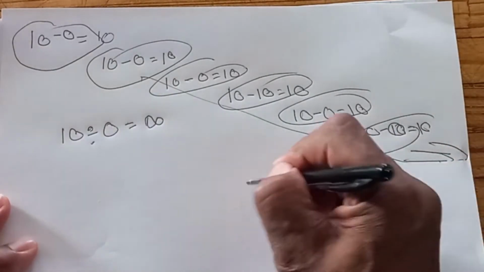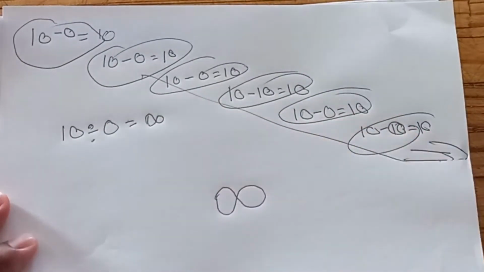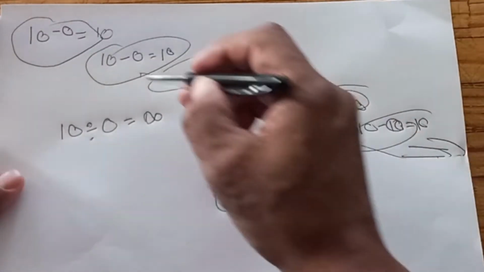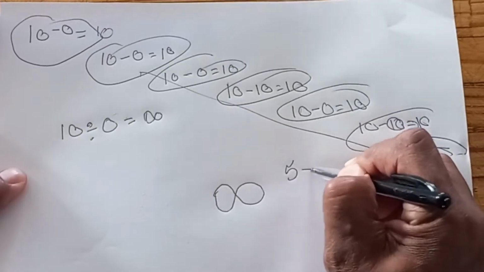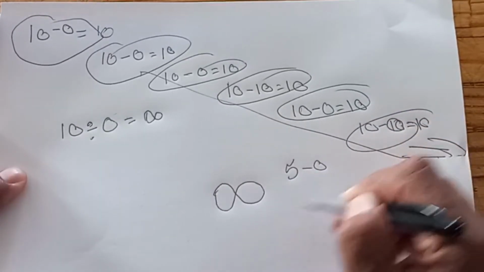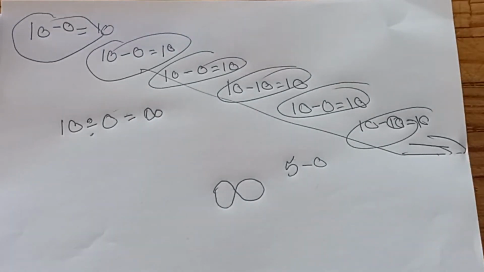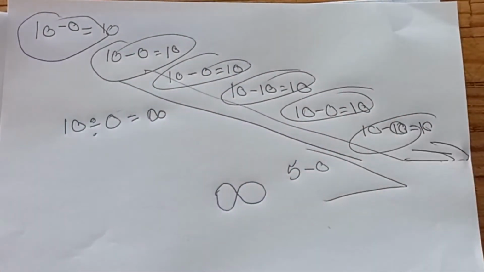And the sign for infinity looks like two zeros joined together. It doesn't matter whatever amount you put there. You can put 5 divided by 0, 10, 200, 100, 1 divided by 0. The answer is always infinity because it will go on forever.